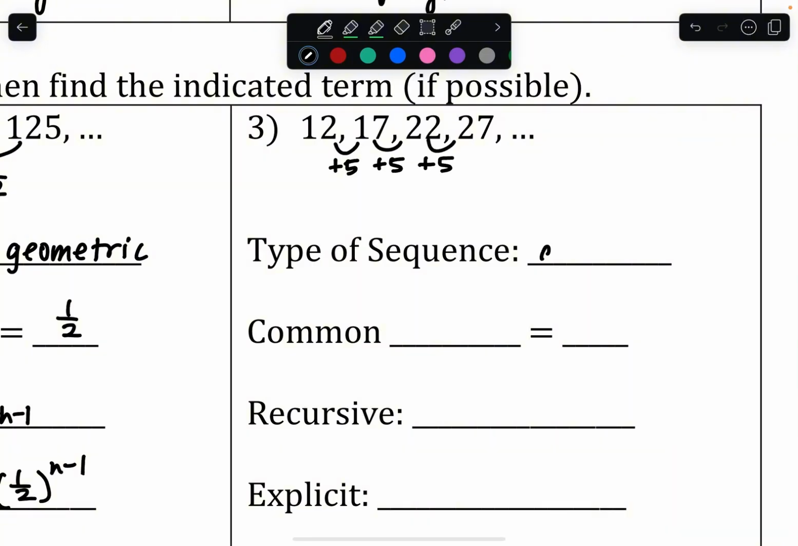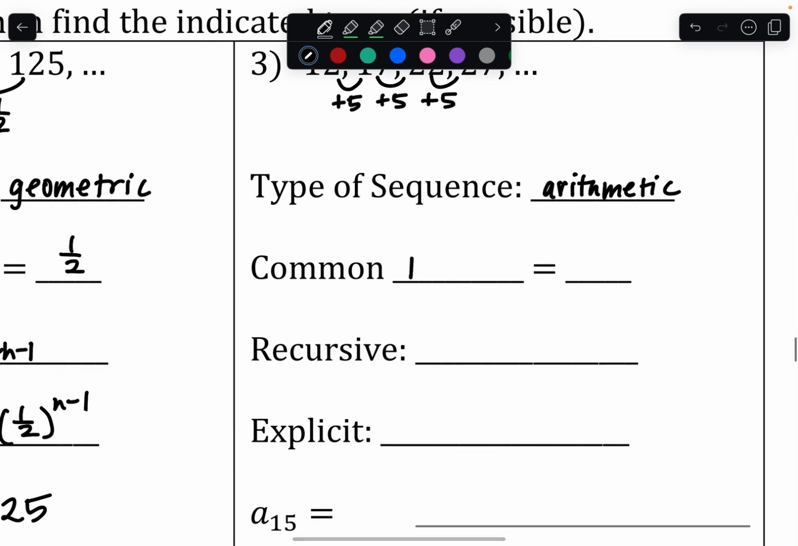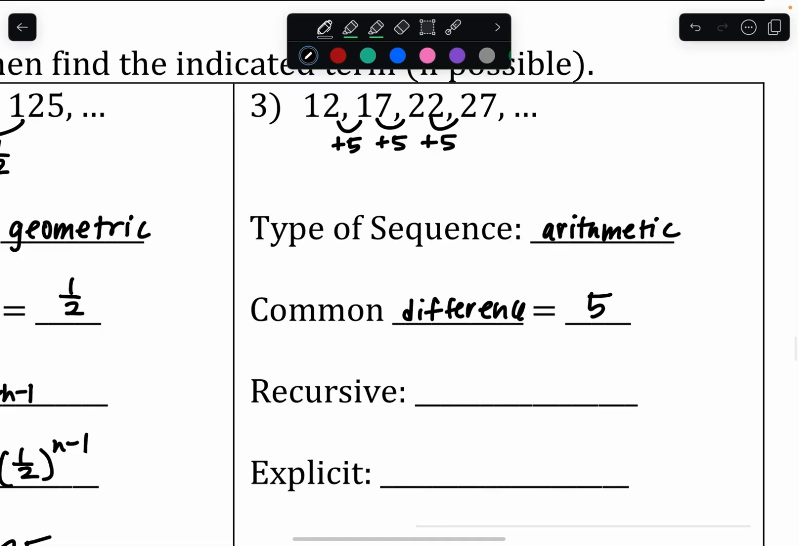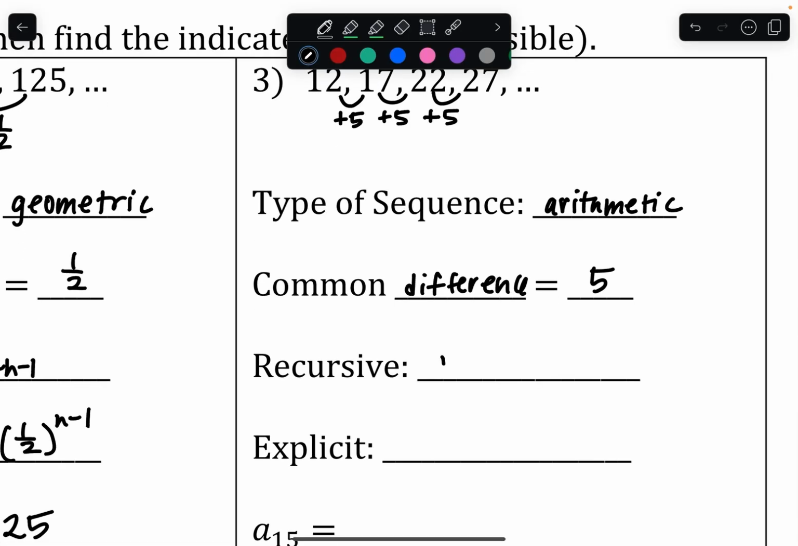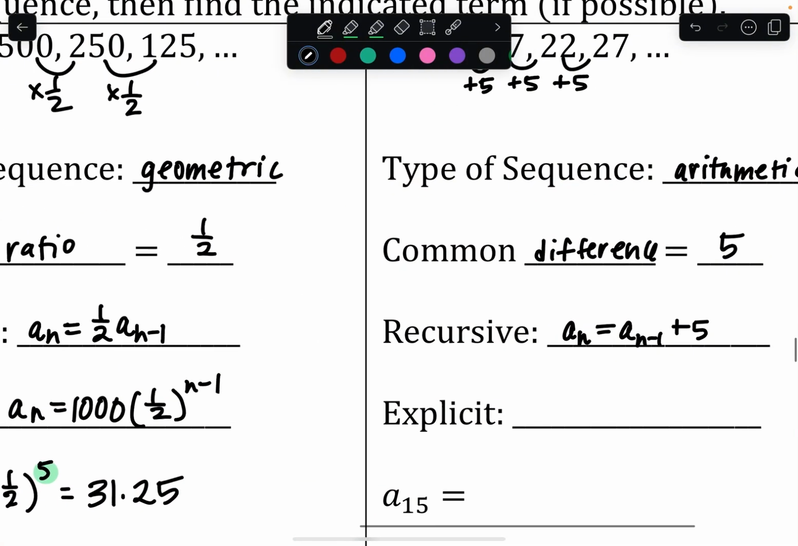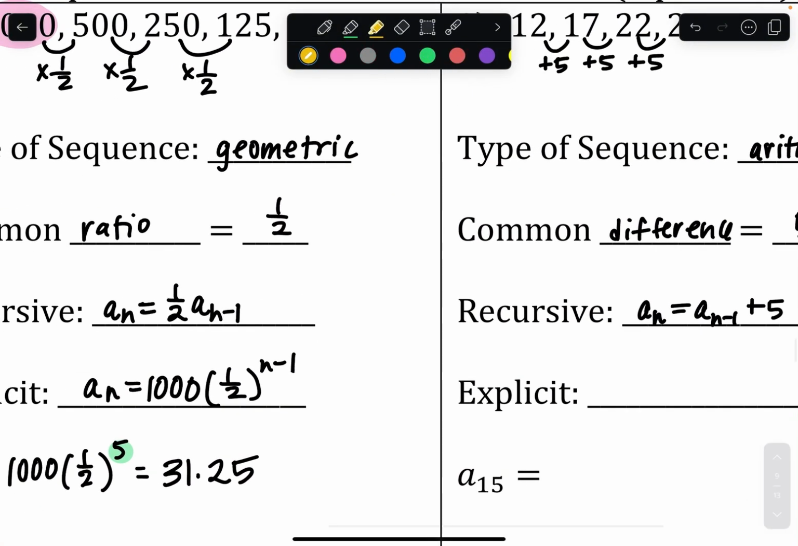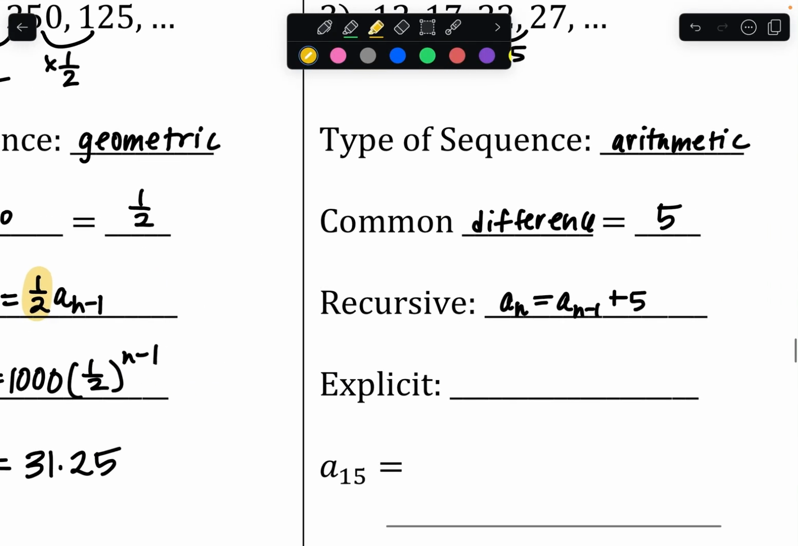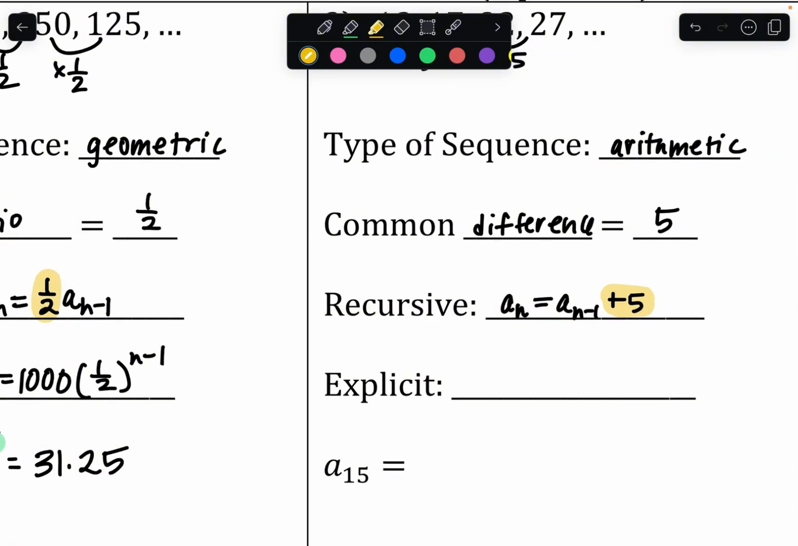So because we are adding, this is arithmetic. Adding goes with arithmetic. They both start with A. And so we're calling this a common difference. Okay, and our common difference here is 5. And so in recursive notation, we get to any term by taking the previous term and adding 5. Okay, and so notice for geometric, we are multiplying. Notice for arithmetic, we are adding.